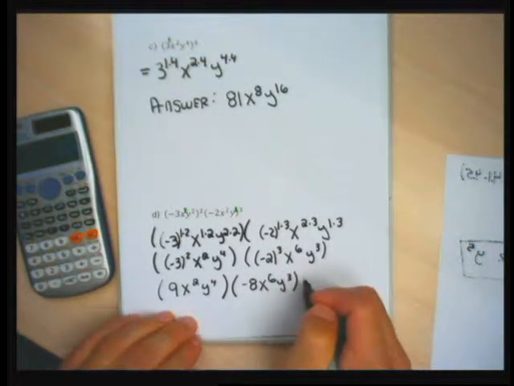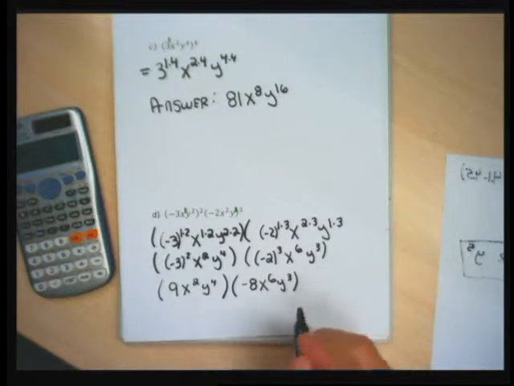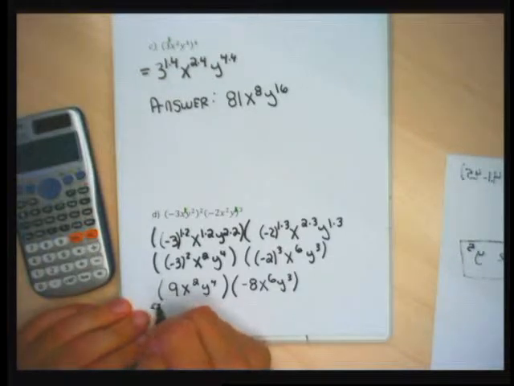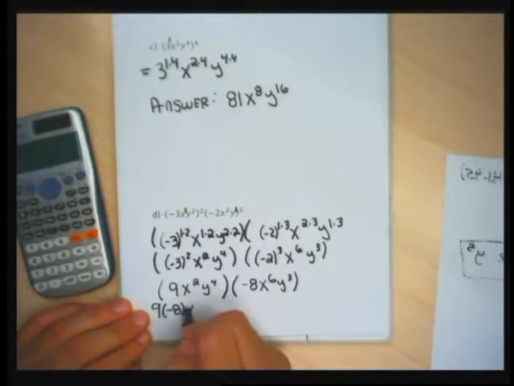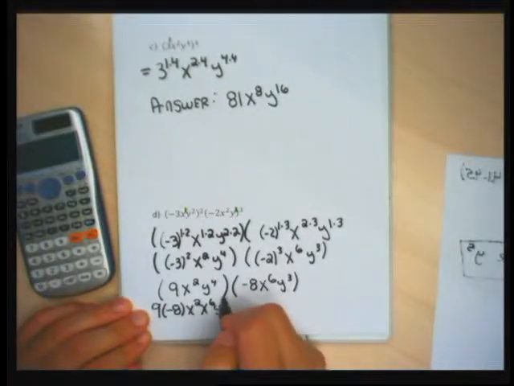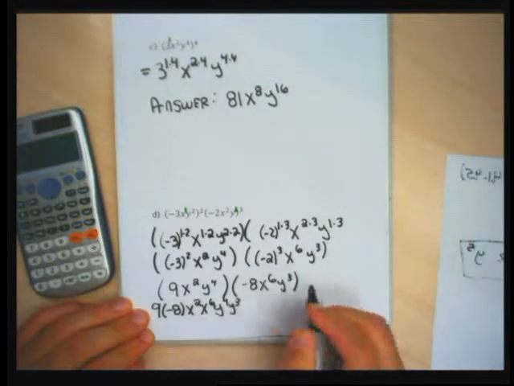cubed. The nice thing is neither parentheses has any adding or subtracting, so I could just, to finish up the problem, multiply all the like pieces. So I'm going to multiply the 9 and the negative 8, the x squared and the x to the sixth, the y to the fourth and the y cubed.